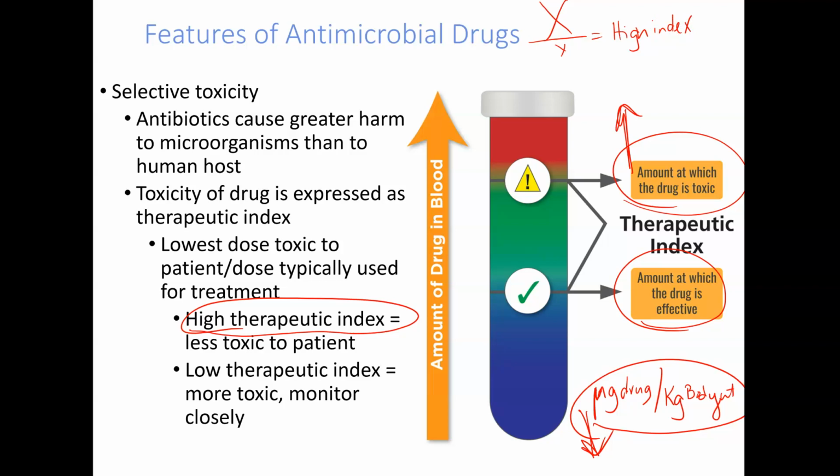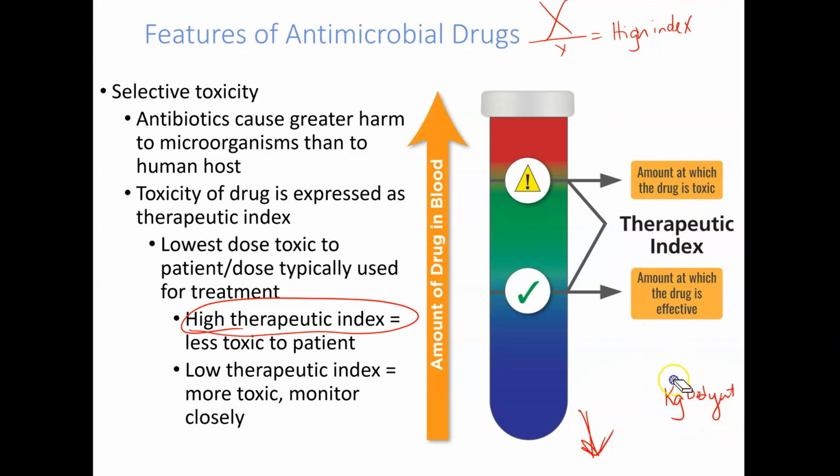Whereas on the other hand, let me just erase some of this chicken scratching. Whenever I write on the screen it moves and so it looks terrible. So now let's imagine that the amount at which the drug is effective is very high, while the amount at which the drug is toxic is very low. So now we're going to divide a small number by a bigger number, and that's going to give us a low index. And that's not what we want, right? We want this therapeutic index to be high. This is good, this is bad.